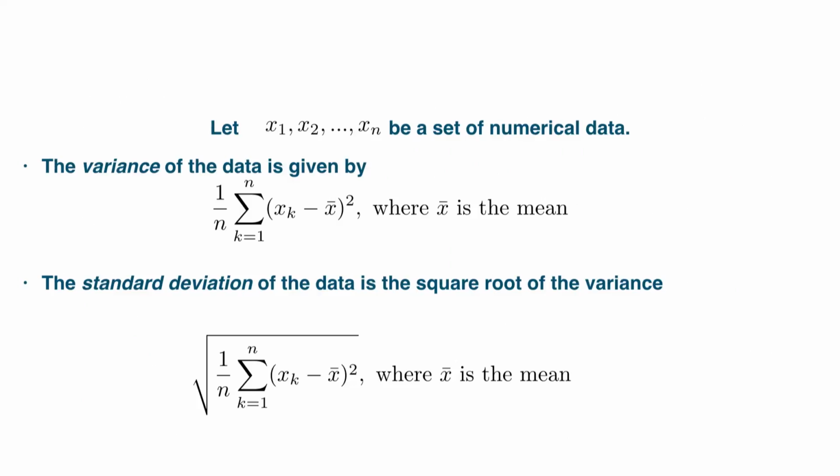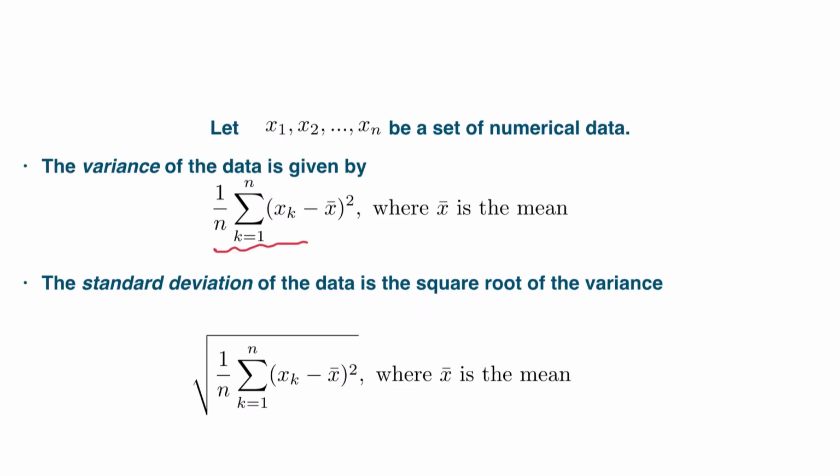Now, the measures of spread like interquartile range and range correspond to the median. There are also measures of spread that correspond to the mean. Now, these are a bit more delicate. They involve what's called the variance of the data. So let's look at the definition. We say that for a set of numerical data, the variance is given by this formula here.